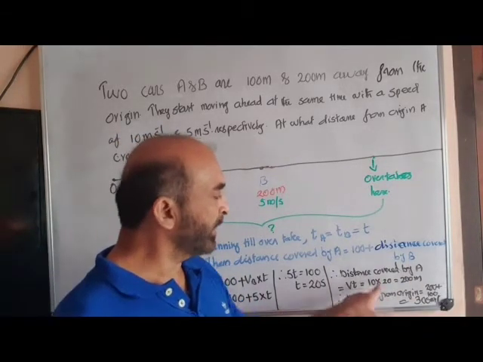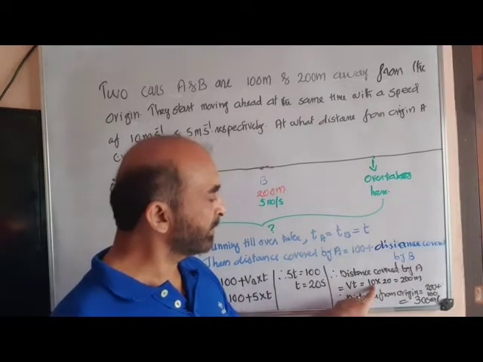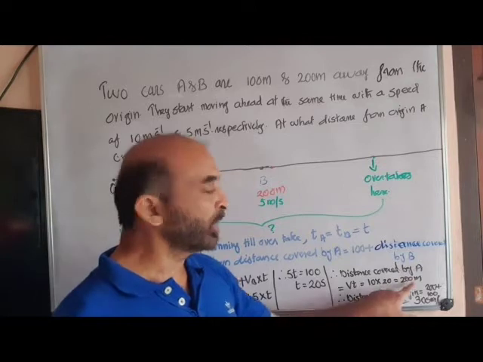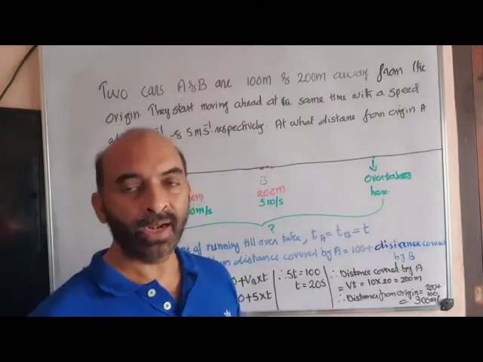Vt, distance covered by A, Vt. 10 is the meter per second speed and 20 is the time in seconds. So 200 meter is covered by A until it overtakes.